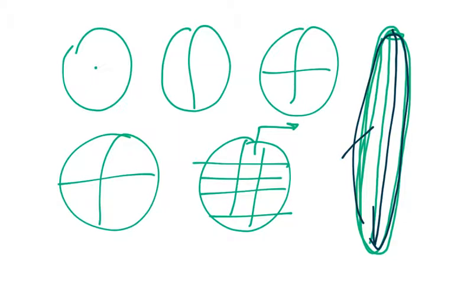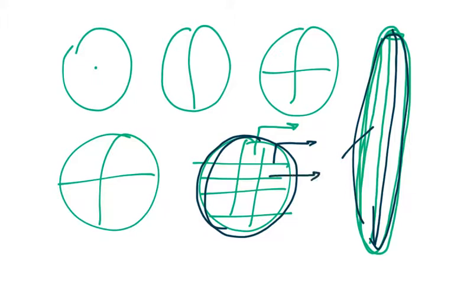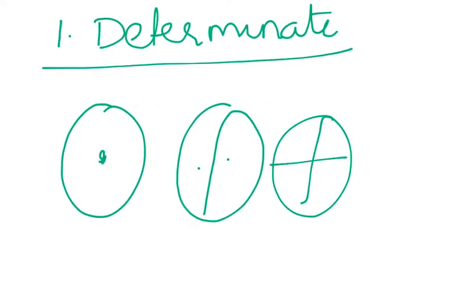Now the question arises, when do these developing embryonic cells decide or determine to become something of the adult? So when do they determine, when do they dedicate to become a kind of tissue or organ in the adult? Based on that, we have the classification like determinate and indeterminate.